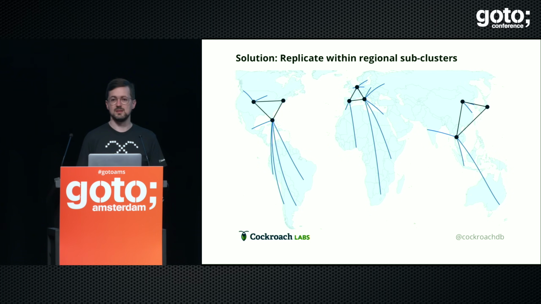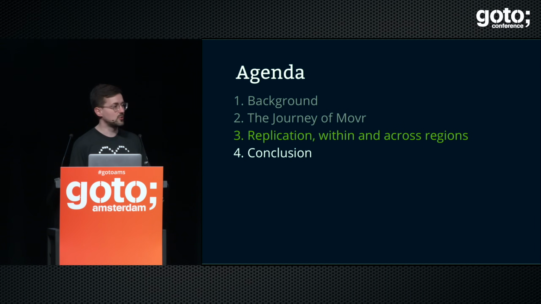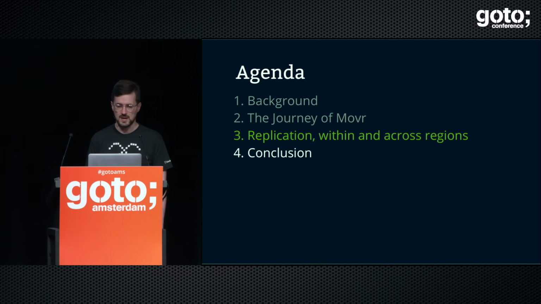And so the solution for that, what I think is the best solution that preserves both read and write performance, is to subdivide your system into multiple subclusters that can be within a region, and put your localized data there. So now I'm going to go into some more detail about how exactly you can achieve this by replicating your data both within and across regions as appropriate.